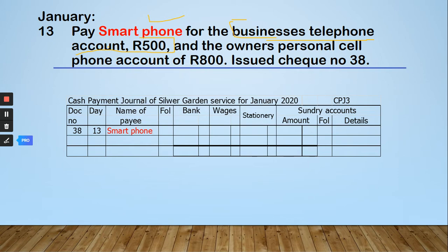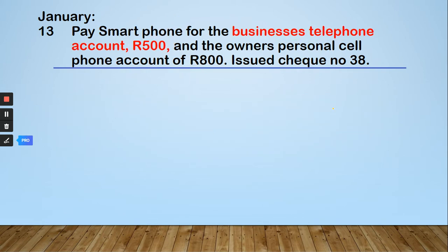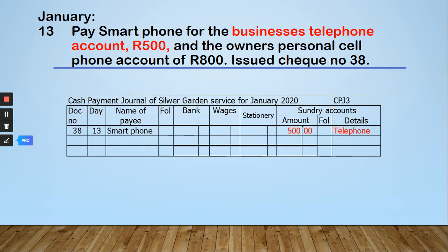Alright, so now I want you to see, is business's telephone account one of the columns over there? No, it's not. So therefore, if it's not a column, it must go into sundry accounts. So my business's telephone account, I'm going to write into my sundry accounts as 500 Rand, and I'm only going to use the word telephone. So telephone is the account that I'm going to use because that is what I'm going to use when I do my general ledger, which is going to be the next step.